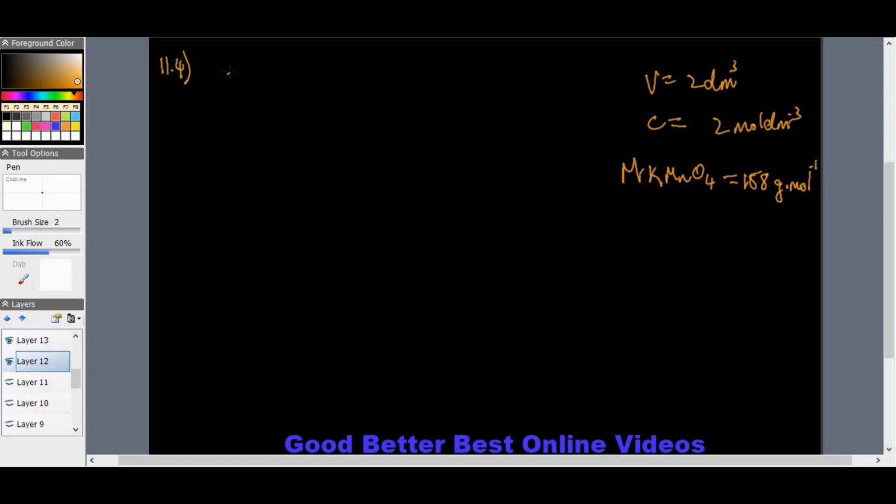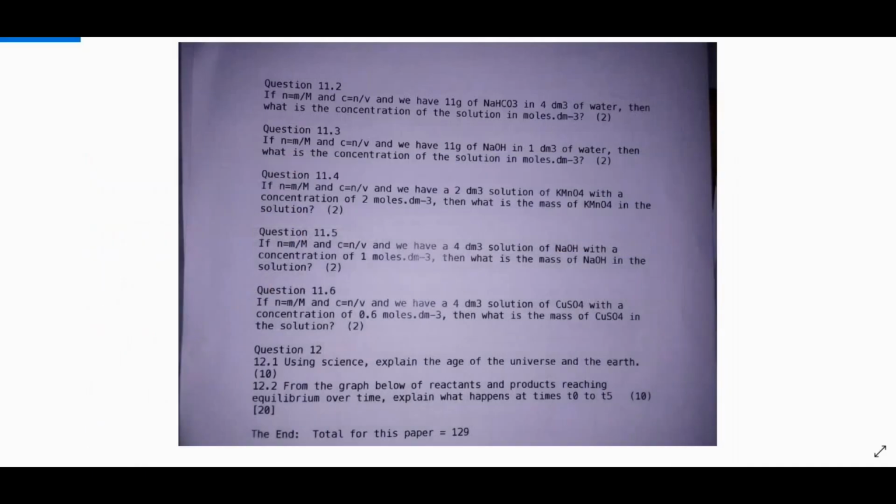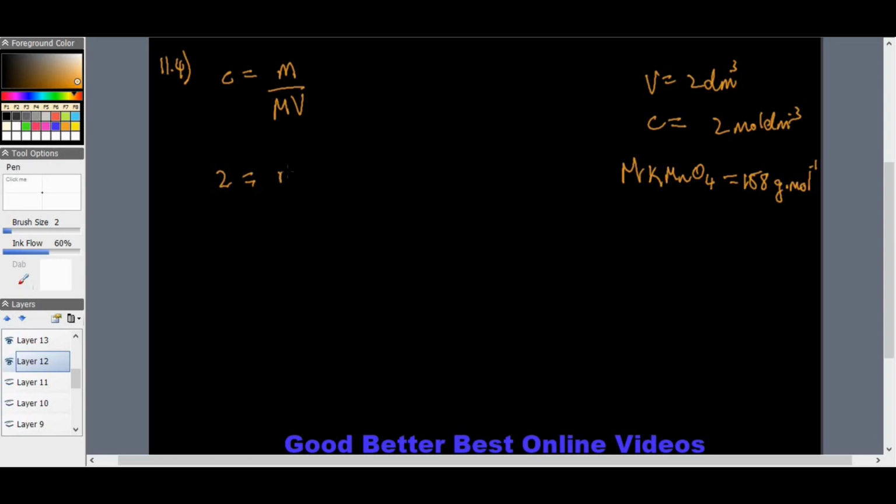Now let's type in this question. We can combine the formulae again. C is equal to m over big M times V. So we are given 2. Let's just double check that it is 2. 11.4, yes. We are given 2 is equal to the mass, all divided by the molar mass, which is 158, times 2. What we could have done is worked it out separately. We could have worked out the number of moles first, and then substituted that into the mole formula, or we could just combine it and use both. 158 times 2 equals 316 at the bottom here. So we multiply both sides.